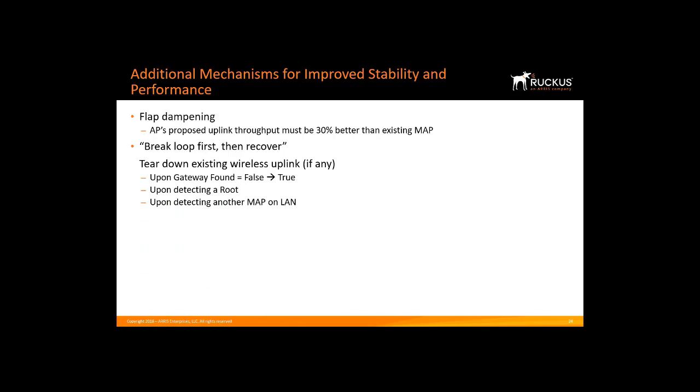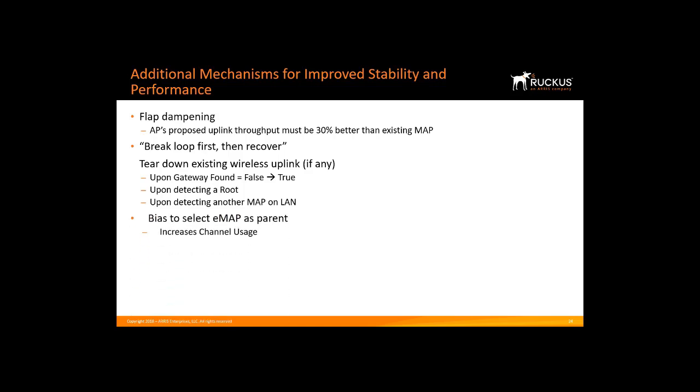If suddenly the AP detects a gateway on its Ethernet interface, or if the AP suddenly detects a root AP on its Ethernet interface, or if it detects another mesh AP or an AP with the MAP bit set on its Ethernet interface. If any of these conditions occur, the AP will immediately tear down its wireless link.